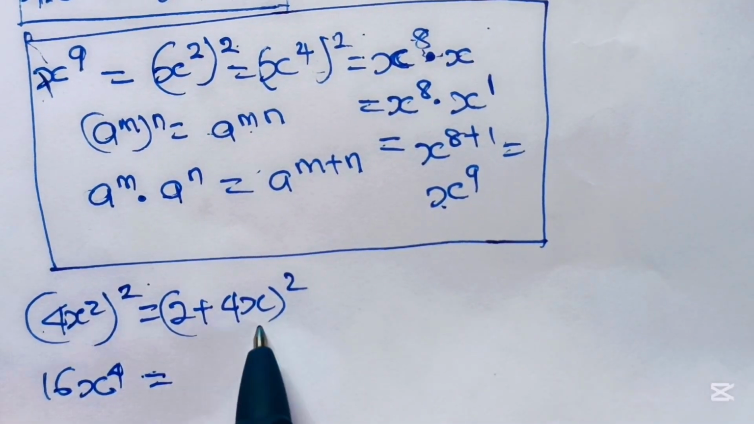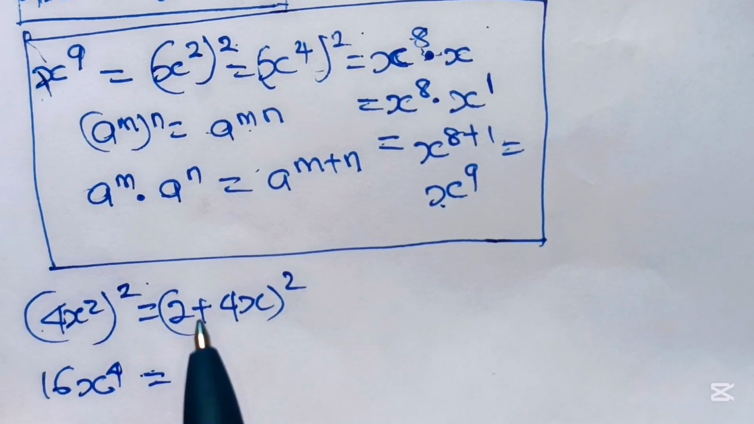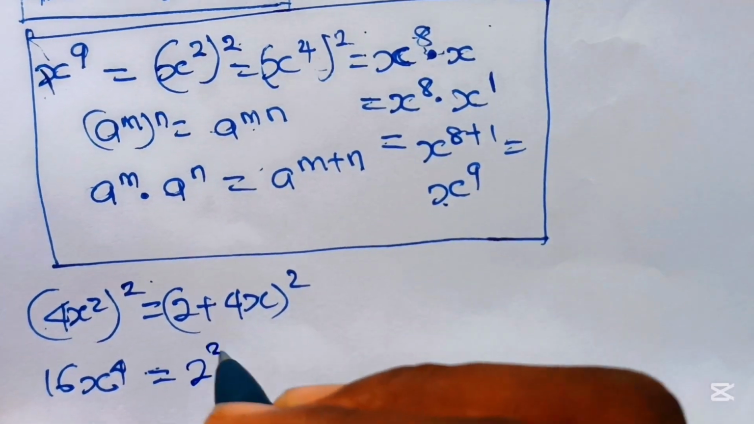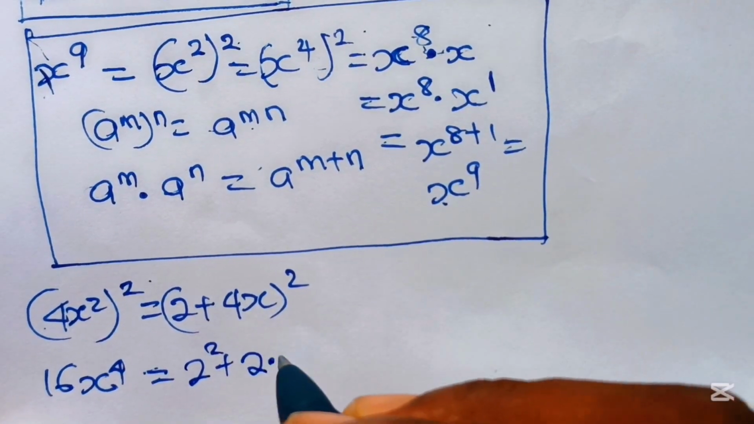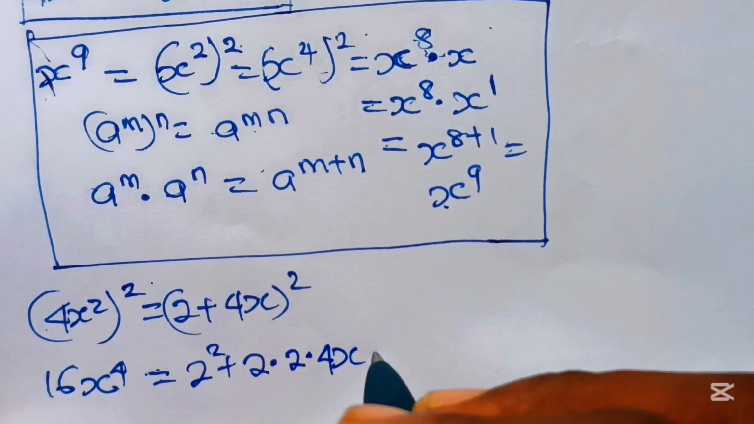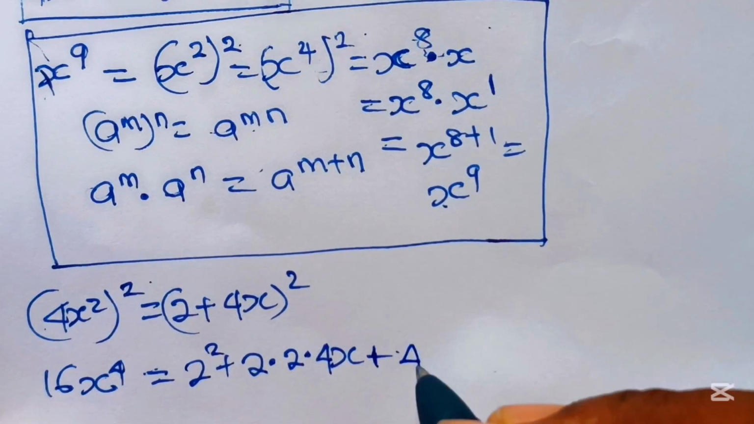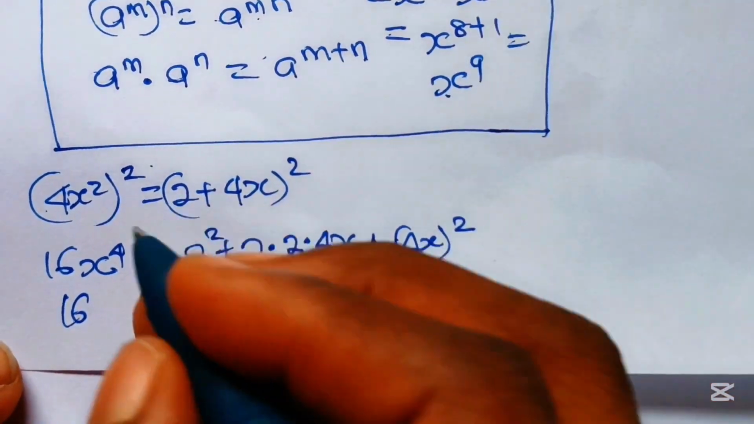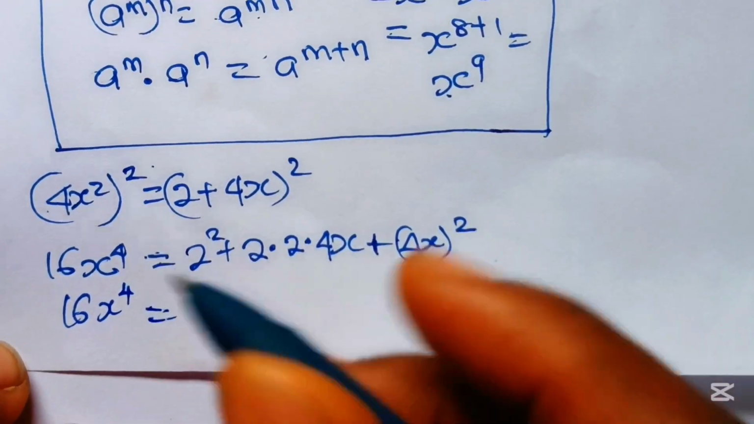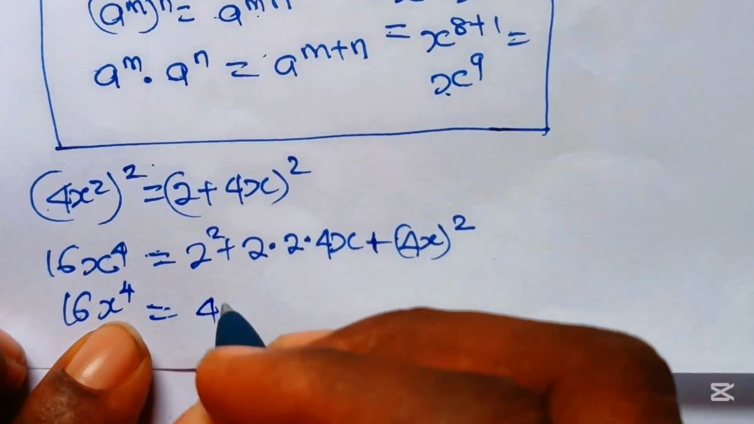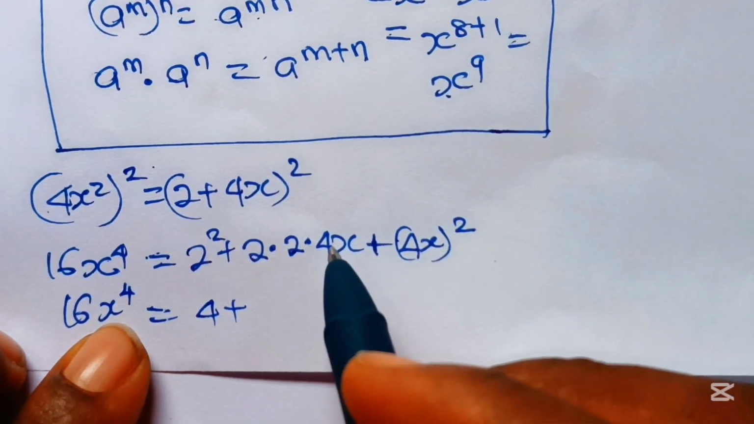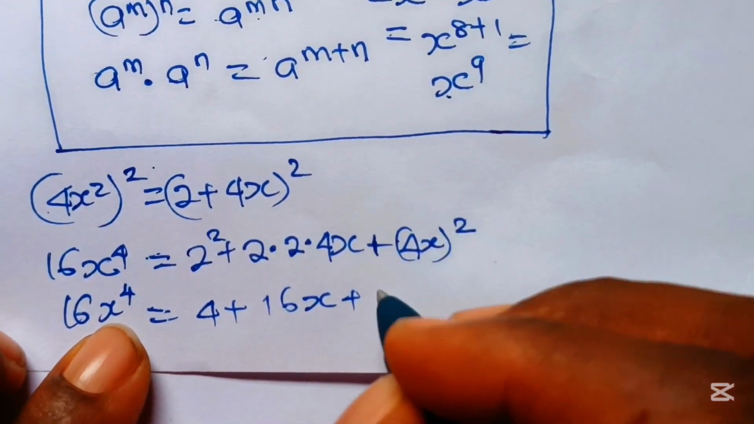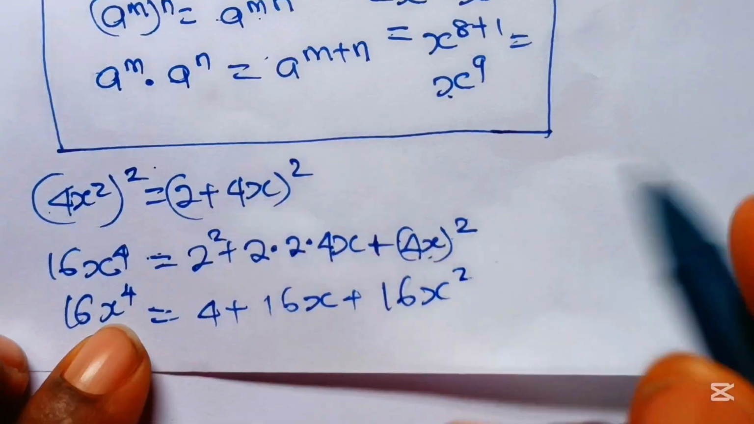now when you have a plus b squared, it's going to be a squared plus 2ab plus b squared. So it's going to be a squared plus 2ab, that is 2 multiplied by 2 multiplied by 4x, plus b squared, that is plus 4x squared. So we have 16 x to the power of 4 is equal to 2 squared is 4 plus 2 times 2 is 4. 4 times 4 is 16. So we have 16x plus 4 squared is 16x squared.